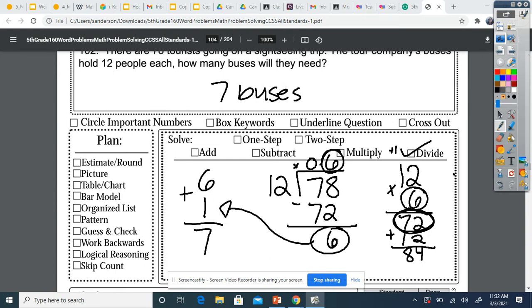On this last bus, the 7th bus, they are going to have some extra room, but they're not just going to leave them at the hotel or something. They need to take them too, so they're going to get another bus. So this is when we have to use logical reasoning to interpret this remainder and what this remainder actually means. Because a lot of you are just going to put, oh, they need 6 buses. But you need to think these are people too, and they should not be left behind.